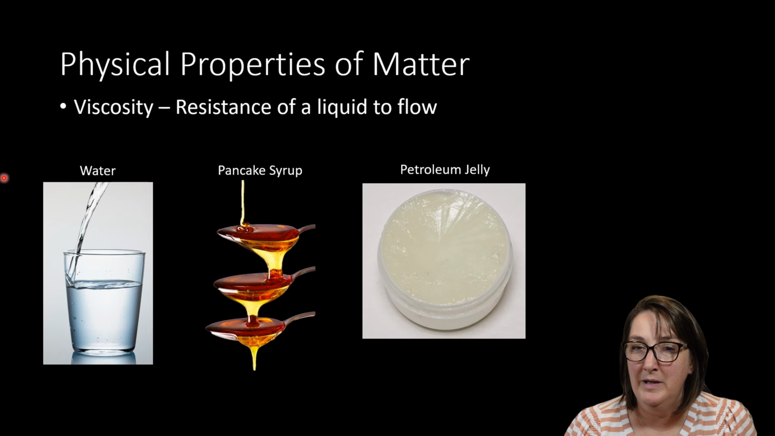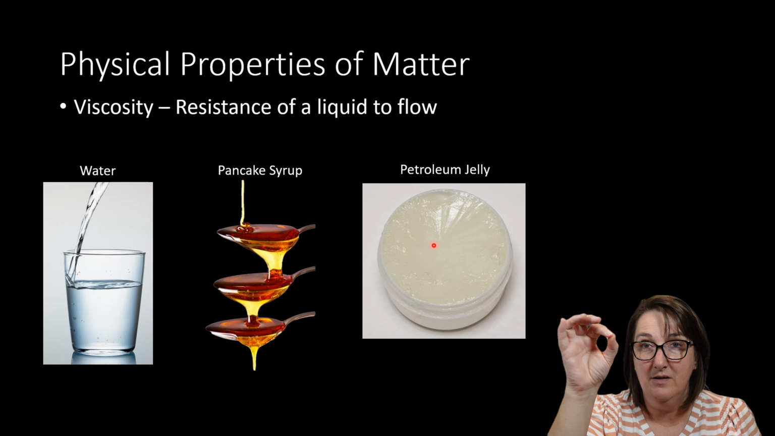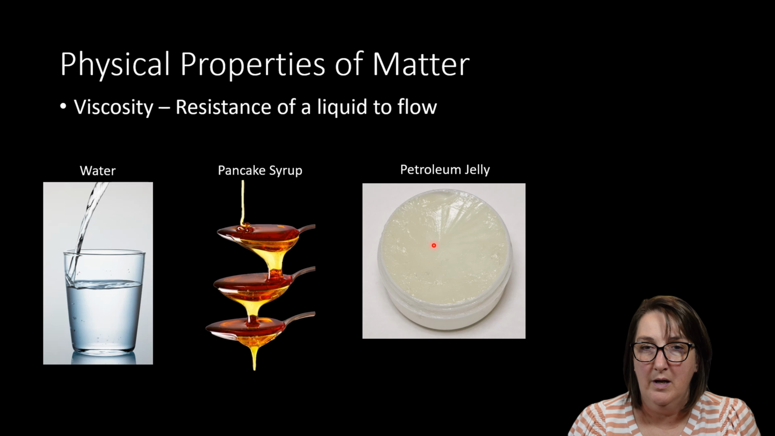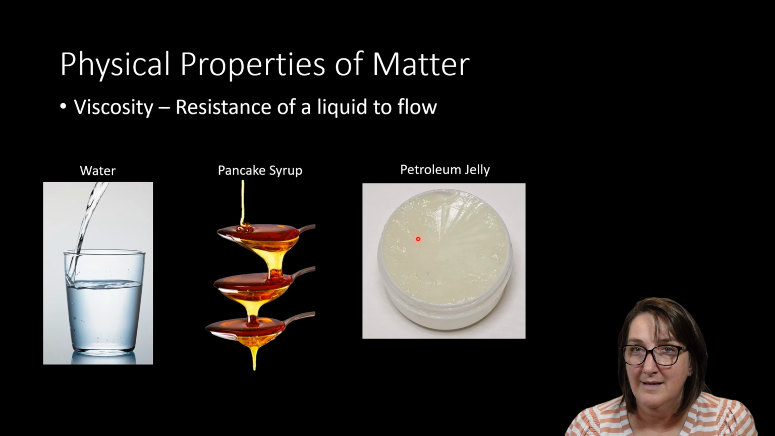If I did petroleum jelly like Vaseline and I put it on there, it would just stay. It's just going to barely slide down. I might come back the next day and it might be halfway down my board. So this petroleum jelly has a high viscosity. It's not going to want to flow. It's going to resist the flowing. But these are going to have different characteristics.